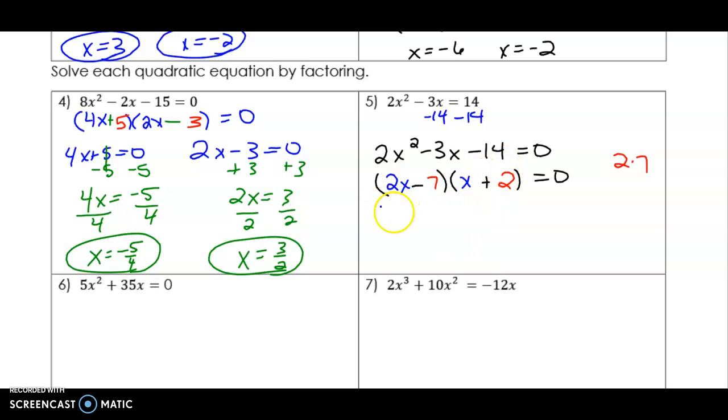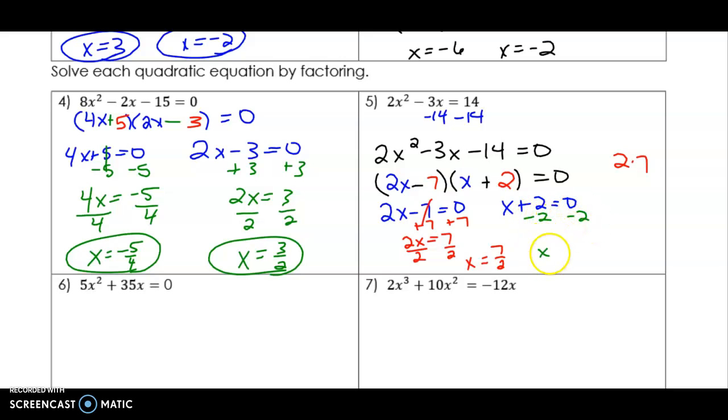So then we can set them both equal to 0. Okay, remember we've got to solve for x, so move the 7 over. And finally divide by 2. And then you can just leave it as an improper fraction. If you wanted to change it to 3.5, that's fine too. For the second one, we just subtract that 2. X equals negative 2. So x equals negative 2 or 7/2.